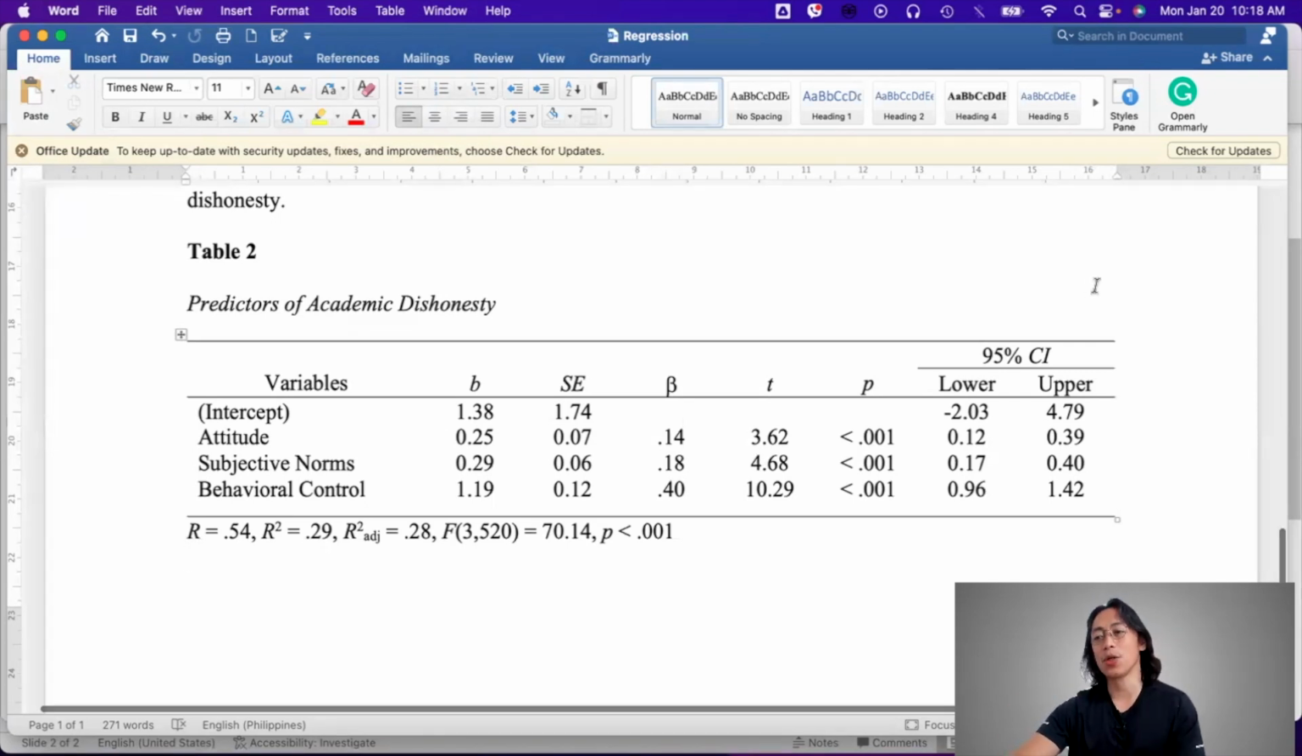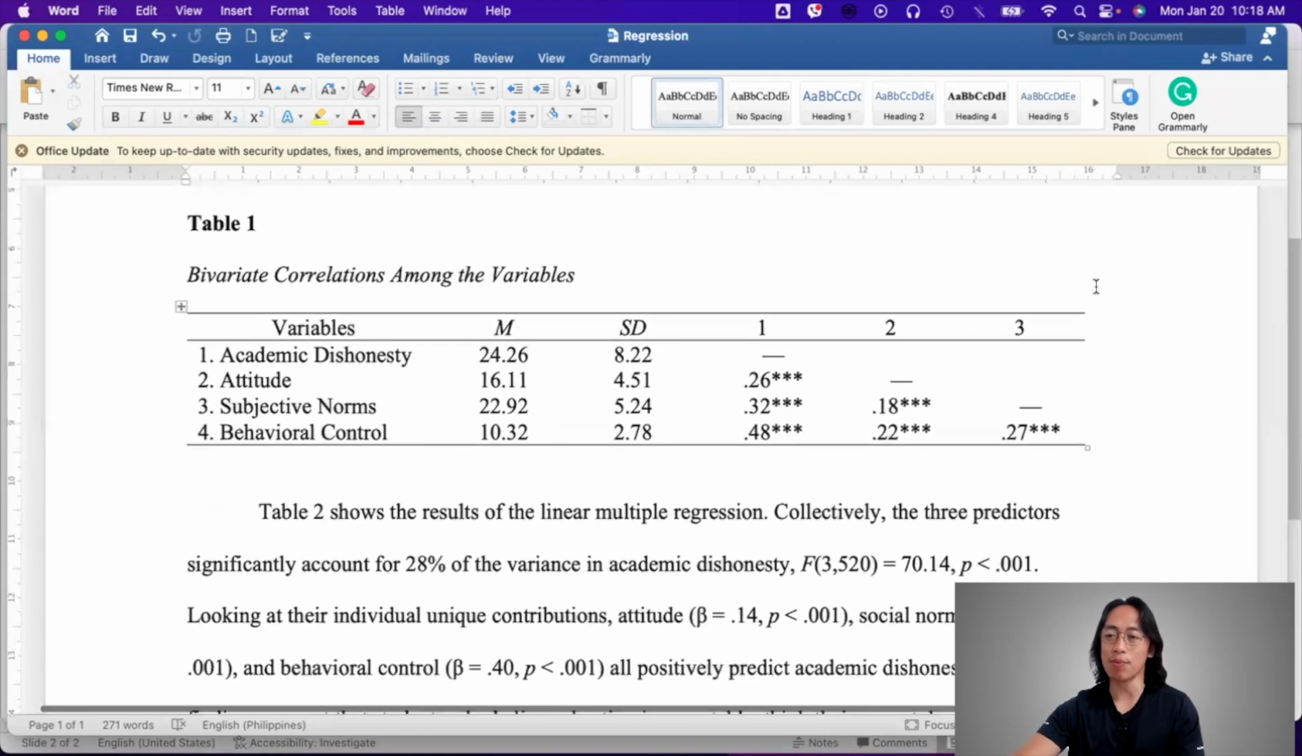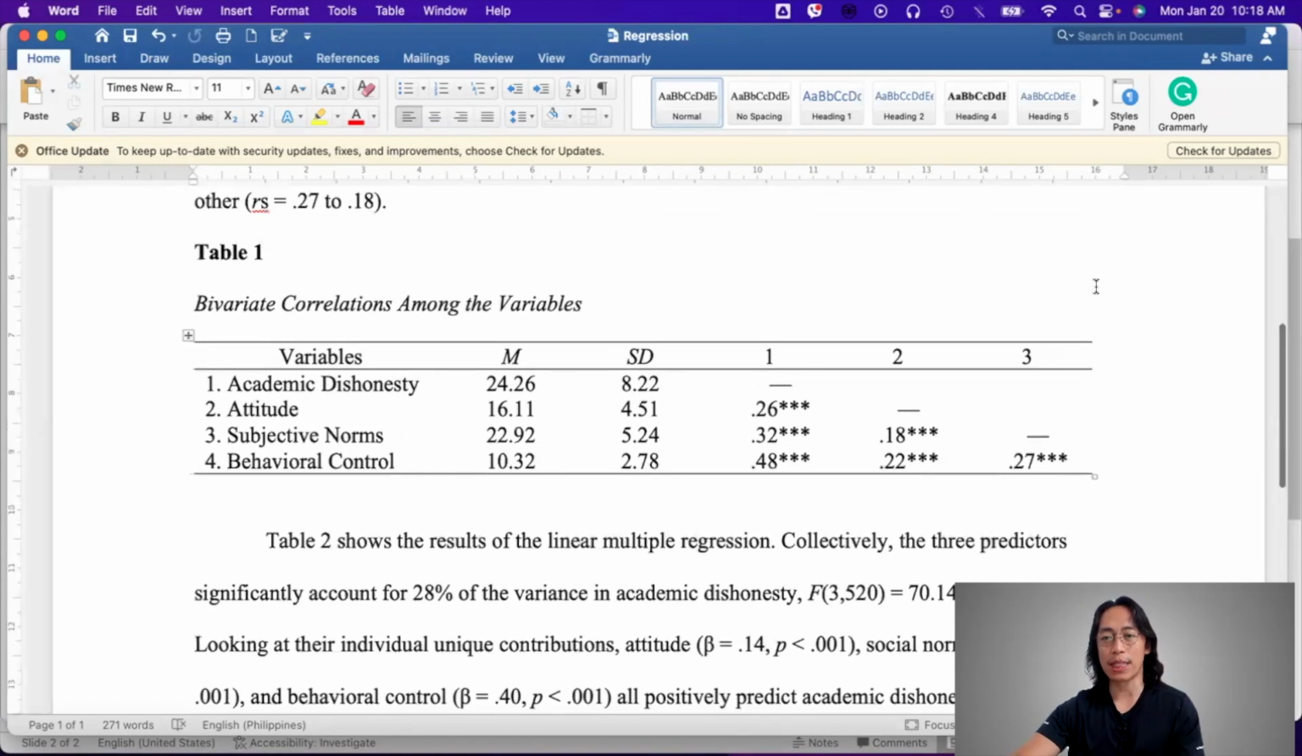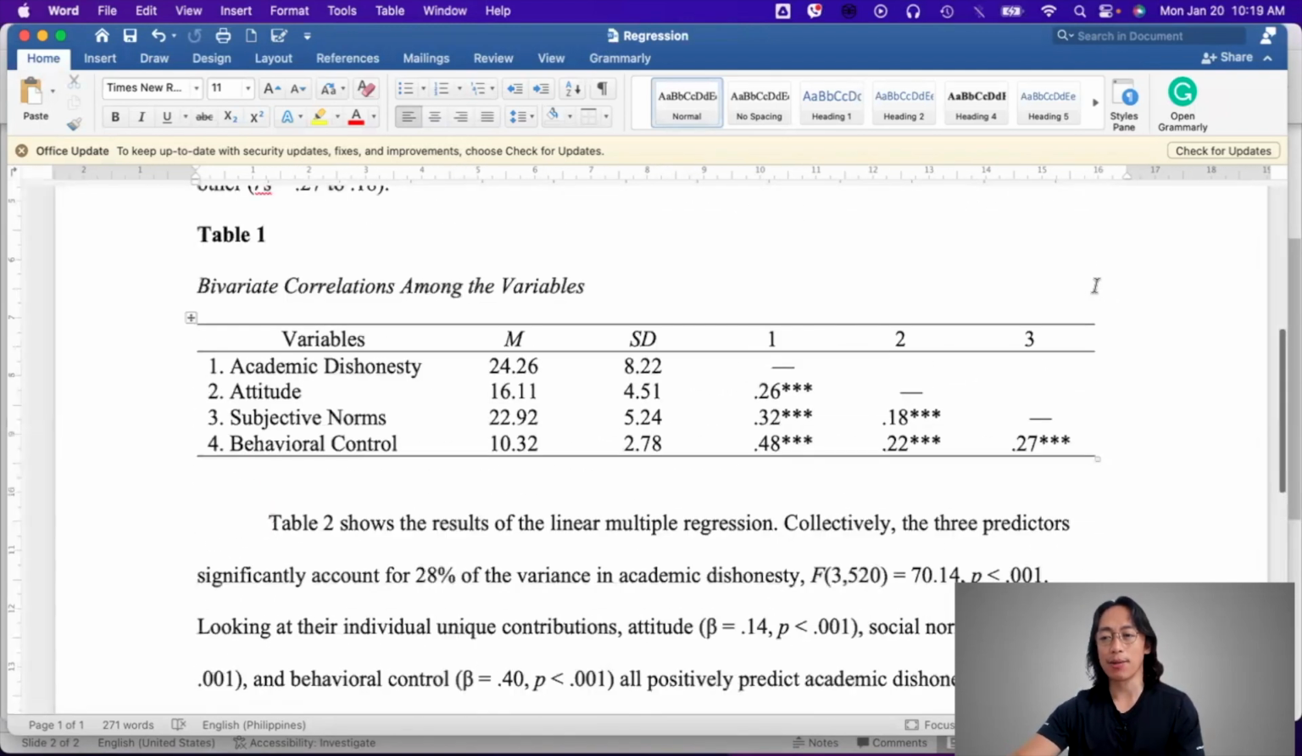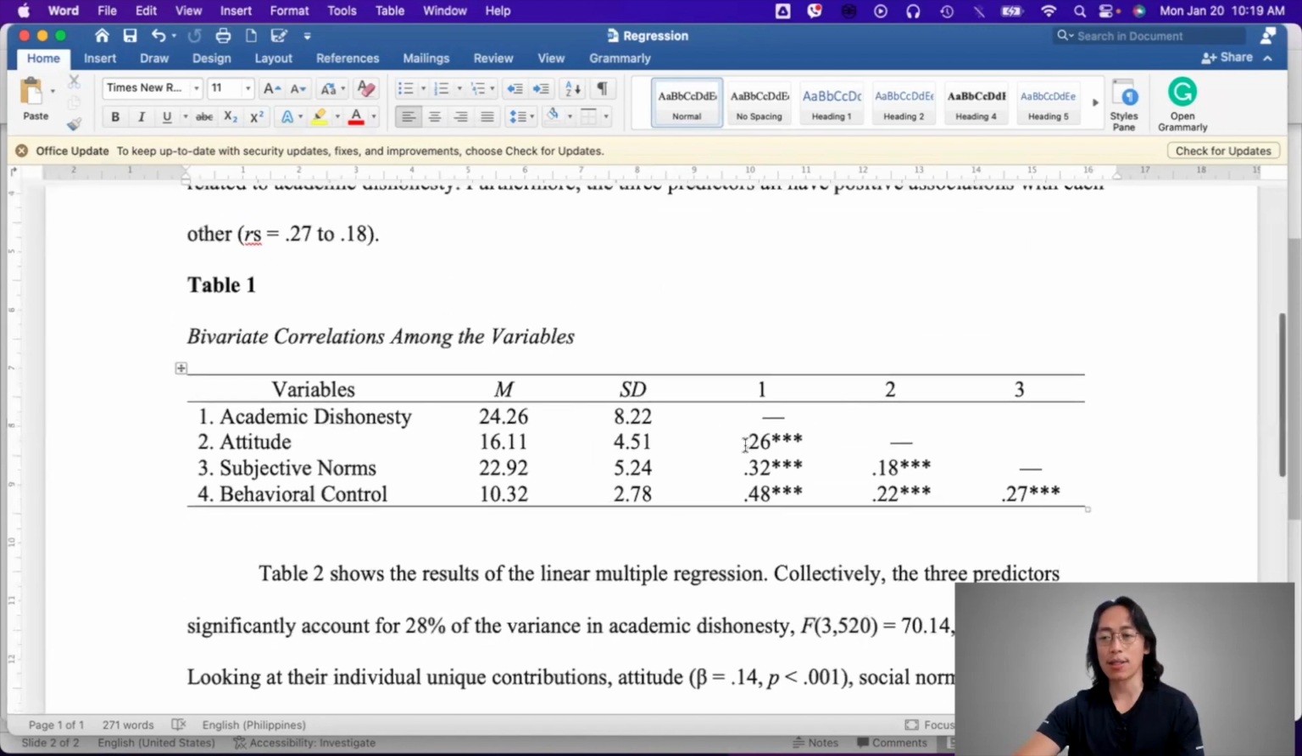Okay, so these are the two tables that you'll be needing for your report. Actually, I have a text report here, but for today, I'll just focus on the content of the APA formatted table. So table one is basically your descriptive statistics together with your bivariate correlations. So of course, there's a label Table 1 and then the title, bivariate correlations among the variables. You will notice that Table 1 is in boldface and then the table title is not in boldface but in italics. There are several columns here.